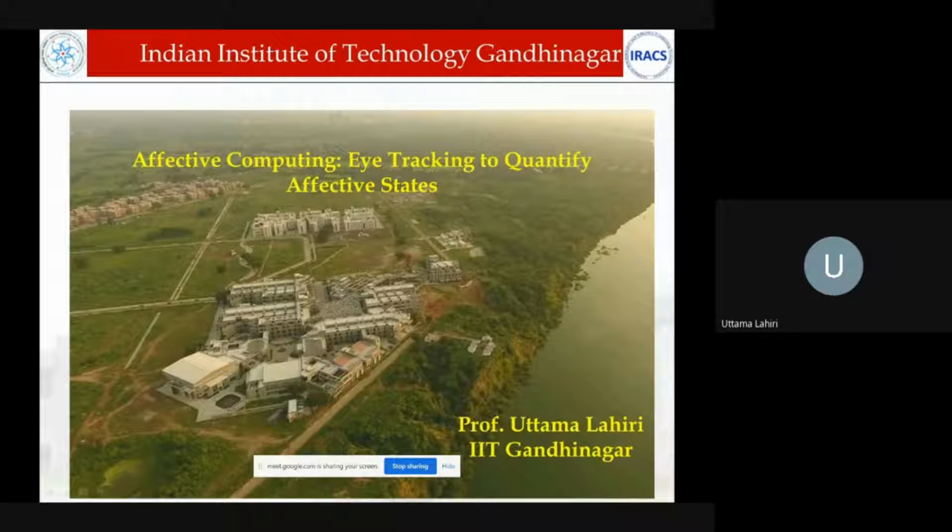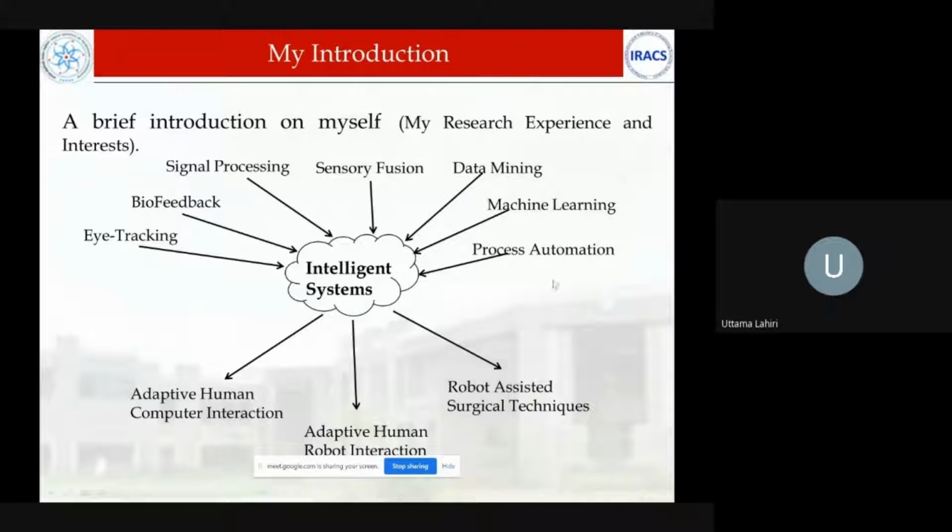So I'll jump to my presentation. A very brief note about my research experience and interest, added to what Professor Sen has so well presented. I mostly work in intelligent systems with inputs from, say, eye tracking, biofeedback, which is physiological signals, peripheral and eye tracking based features. Signal processing is sort of my core interest area. Of course, I do sensor fusion using data mining and machine learning.